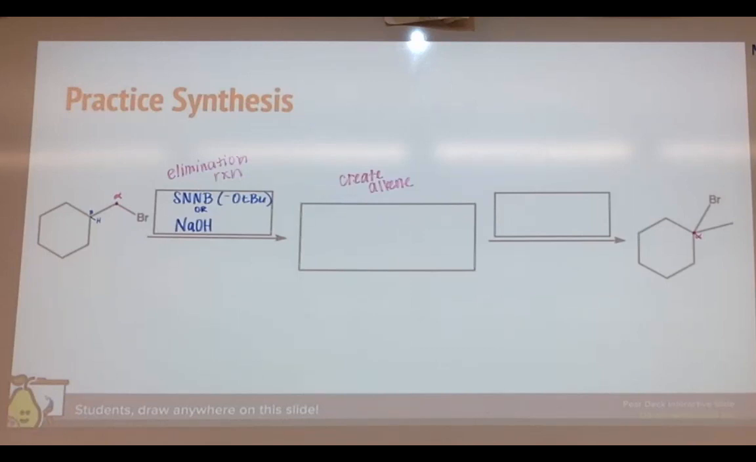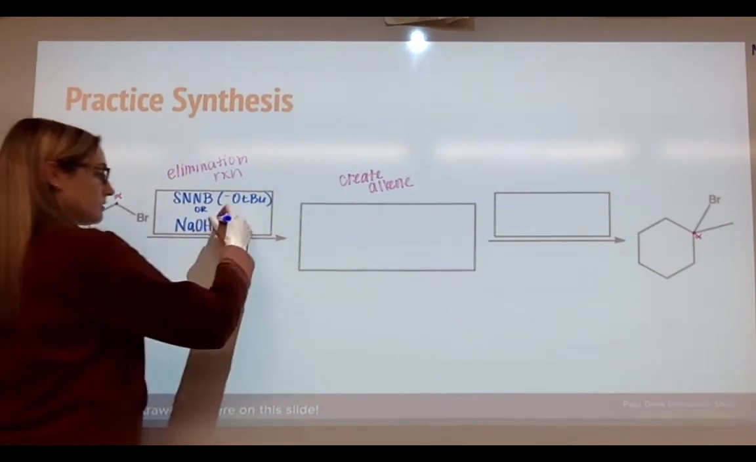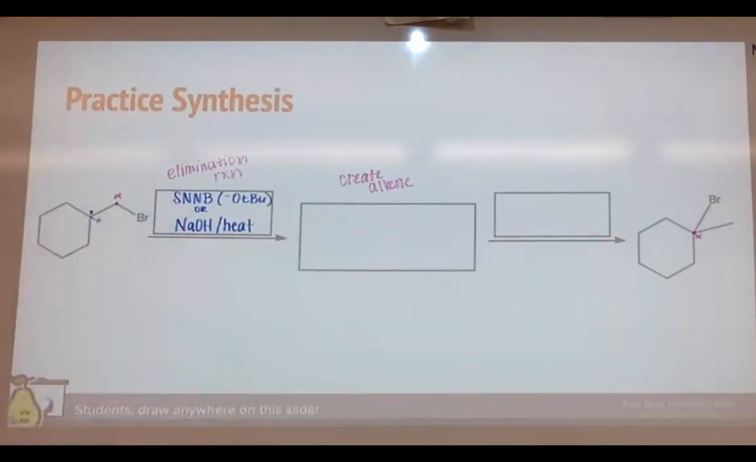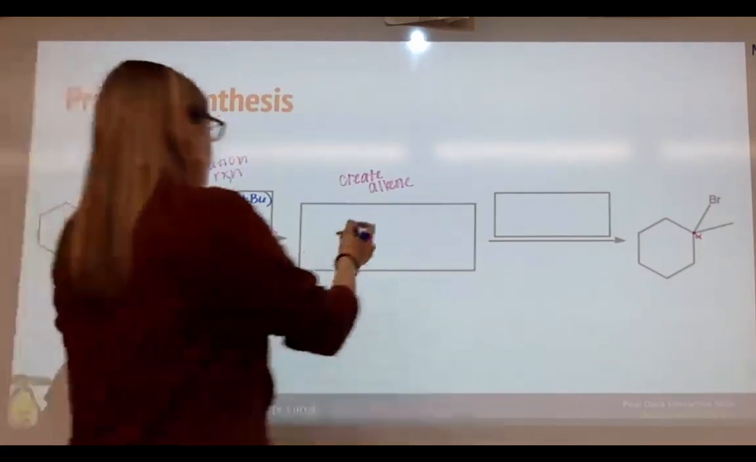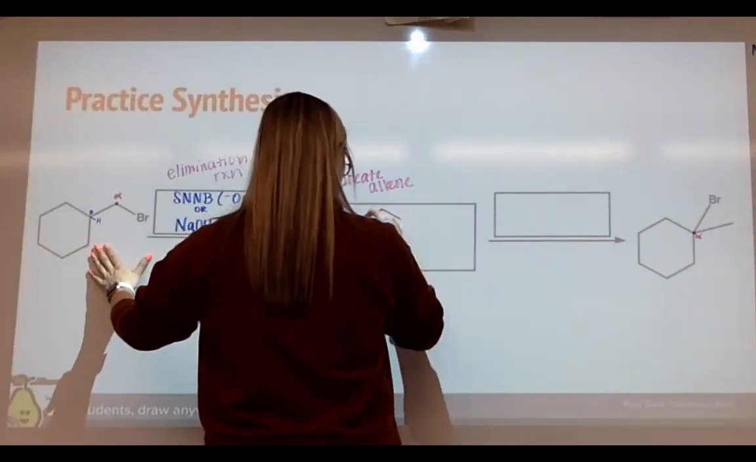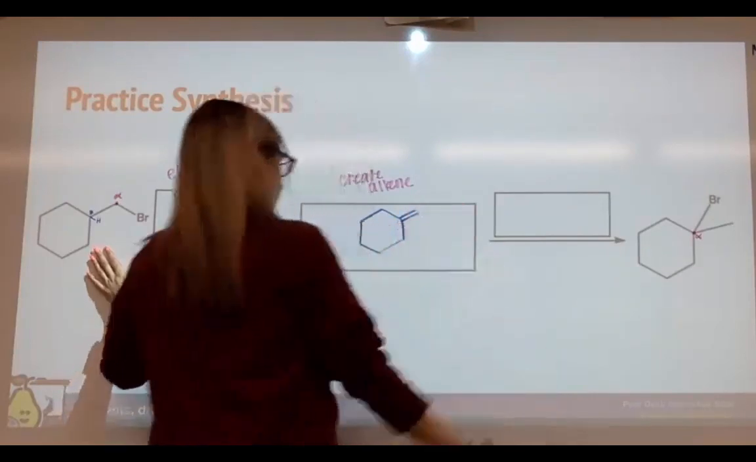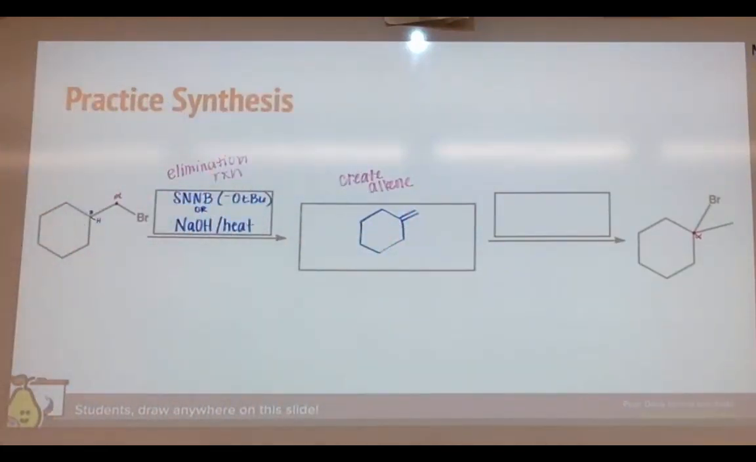If I want just an elimination reaction to occur, how can I favor elimination over substitution? Temperature. So I could use sodium hydroxide and heat. That's going to push the elimination reaction to occur. So if I look at the product here, there's our alkene.